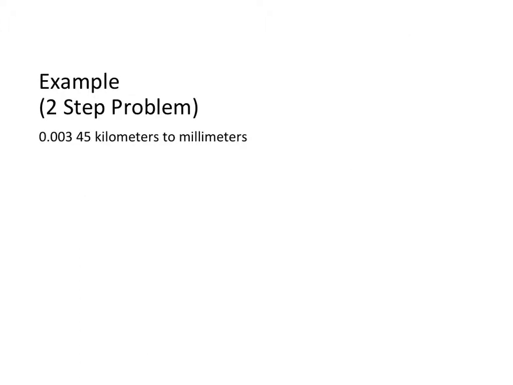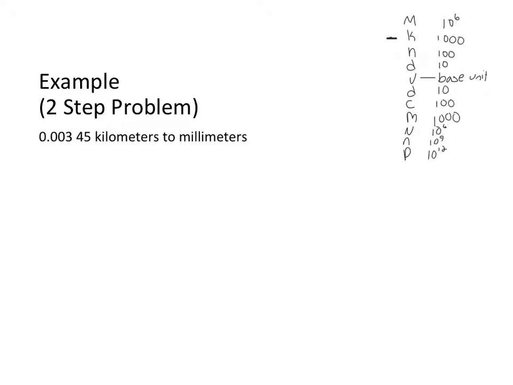Okay, so this is what I call a two-step problem. Now, why do I call it a two-step problem? Well, I call it a two-step problem because I have one prefix here and I have another prefix. So I'm trying to go from something with a prefix to something with a prefix. So I like to think of this one like baseball. I have to run to first base before I can go to second base. So I'm starting at kilometers, which is right there, and I want to get to millimeters, which is right there.